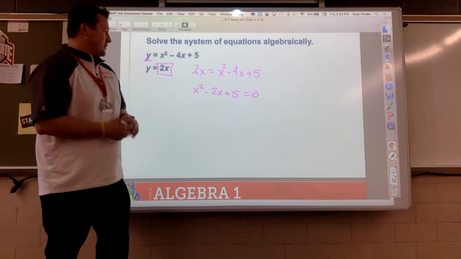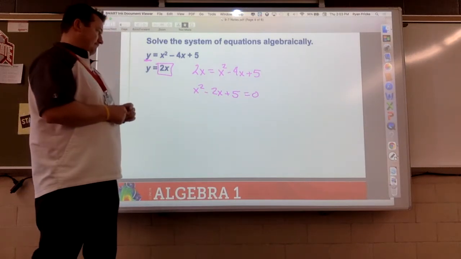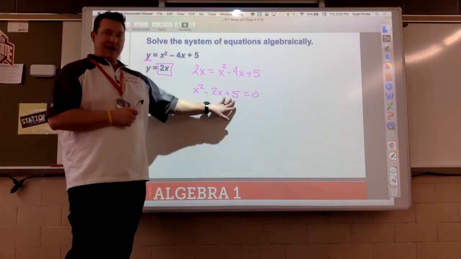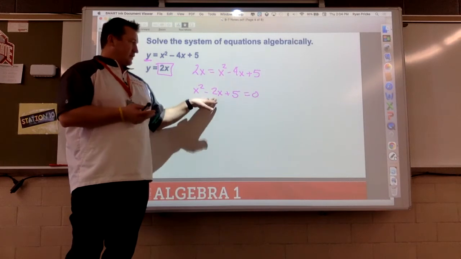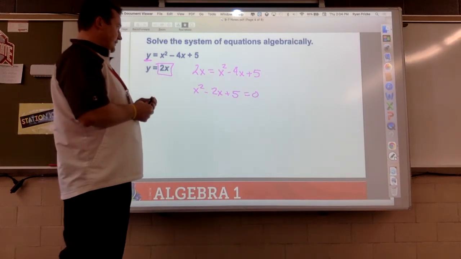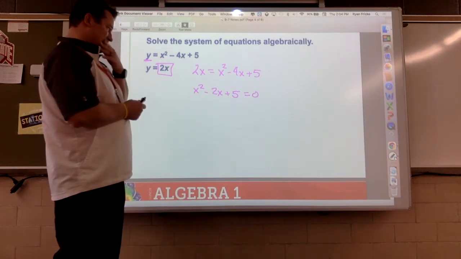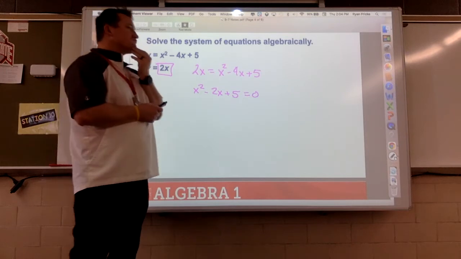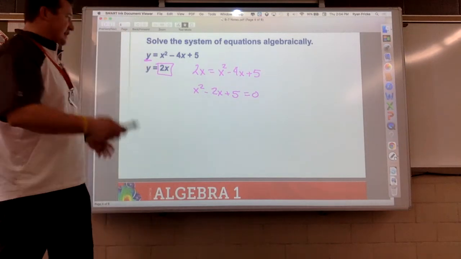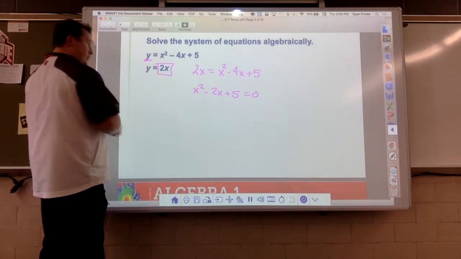Quickly ask yourself, will this factor? No, it's not. 5 doesn't have many factors, 1 and 5. Neither of those will give me this. How do you guys want to solve it? I don't really care. Somebody said quadratic. We can do quadratic, guys. That's fine.